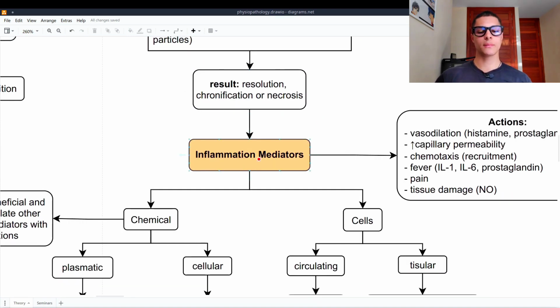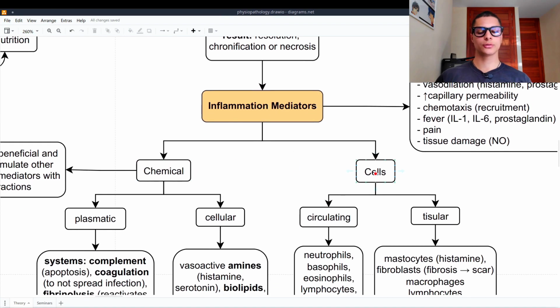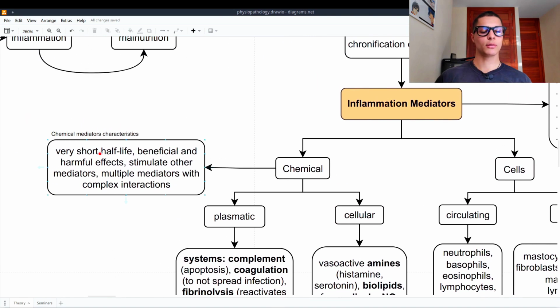Now let's take a look at the inflammation mediators. So there are chemical and also cell mediators. Chemical characteristics are very short half-life, beneficial and harmful effects, stimulate other mediators, and multiple mediators with complex interactions.